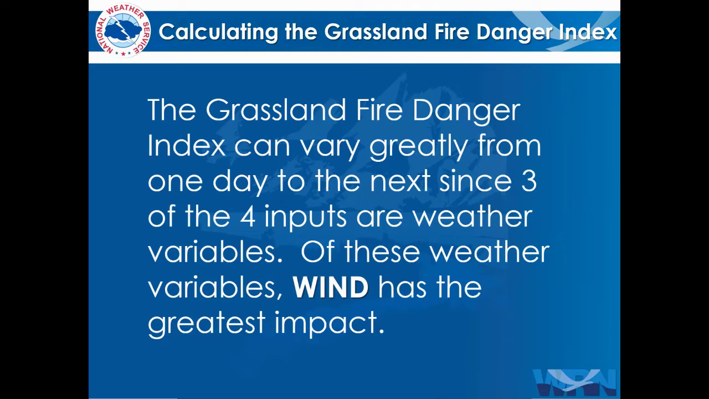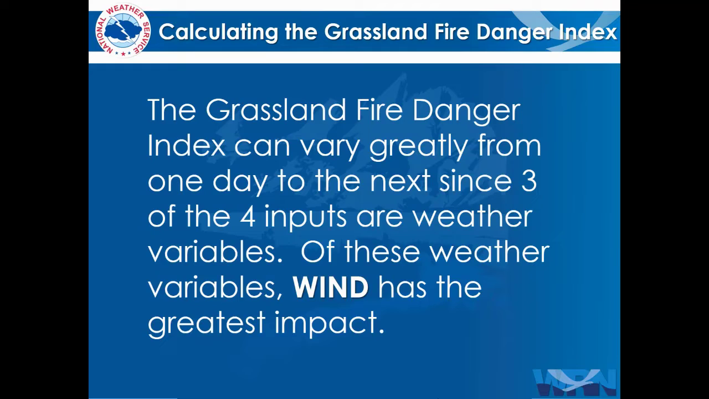So with three of the four weather elements being the input into this index, you can see that on a daily basis from one day to the next, temperature can rise, temperature can fall. It can be wet one day, it can be dry the next day. This Grassland Fire Danger product can vary greatly from one day to the next. And it's primarily driven by those three weather elements. And again, of those three weather elements, wind has the greatest impact.